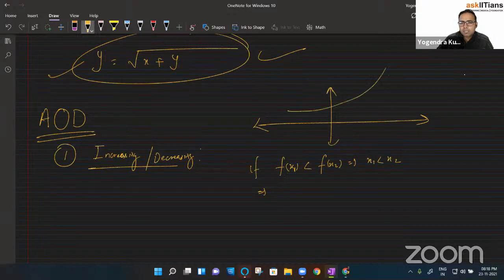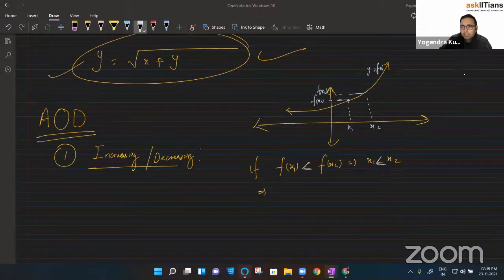See here, it is like this. At the first point x1, and this is x2. So this is f of x1, and y is equal to f of x. Everyone understands? f of x2 is this one. When this condition is less than, and here also less than for x1, x2, then it is increasing. Everyone understand this?